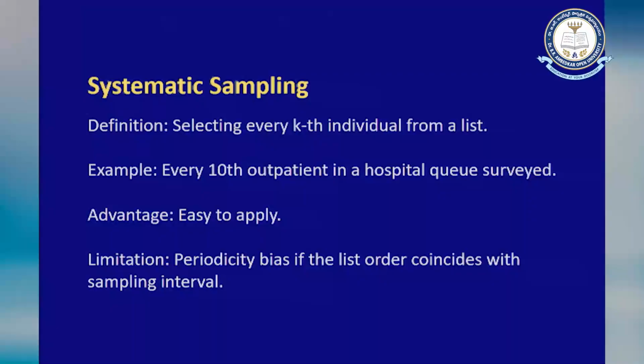Let's look at systematic sampling. What do you mean by systematic sampling? Systematic sampling is nothing but selecting every kth term or kth individual from a list. Who is this kth individual? For example, every 10th outpatient in a hospital queue survey. So if there are 100 patients coming, every 10th patient, like 10th, 20th, 30th, 40th, 50th, 60th, 70th, 80th, 90th and 100th. So every 10th patient who is coming to the hospital or standing in the queue that you are going to survey. This is a more systematic way of collecting the data, and that's why it's called systematic sampling.